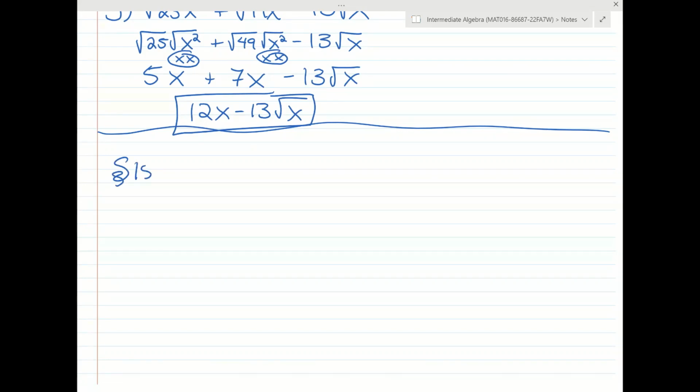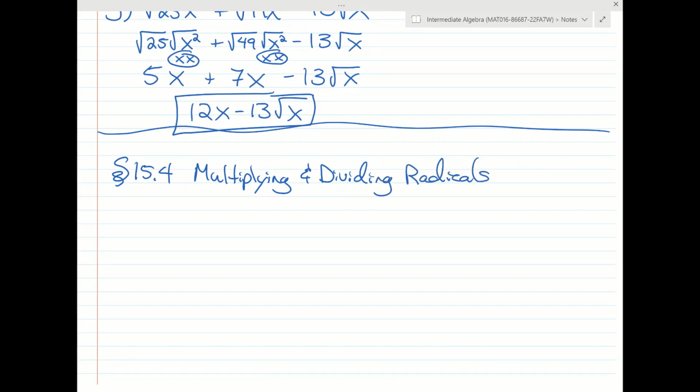With section 15.4, we're going to be multiplying and dividing radicals. And we'll call this part 1.